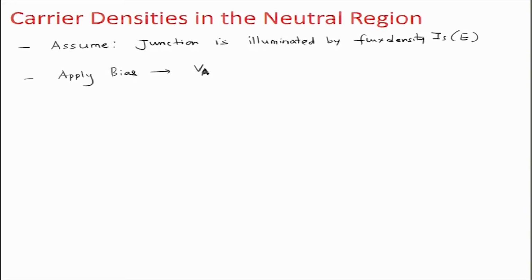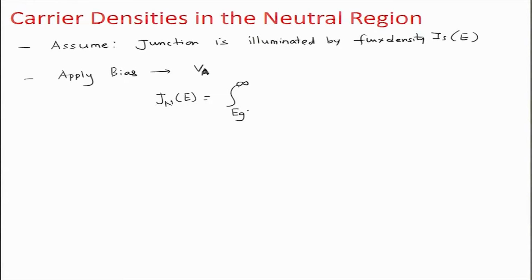When you apply bias, you will have an electron current and a hole current, and so the electron current will be J N E. We know that absorption will occur only for radiation energies higher than the band gap energy. So any photocurrent that you produce as a result of illumination will correspond to only those energies which are higher than the band gap. So you integrate from band gap to infinity. For each energy you will have a current, and then you integrate, right.